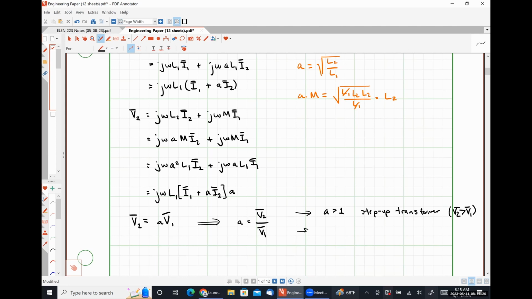And if A is less than 1, we'll have what's called a step-down transformer, where V1 will be greater than V2. So do any of you have any idea where step-up or step-down transformers might be used?